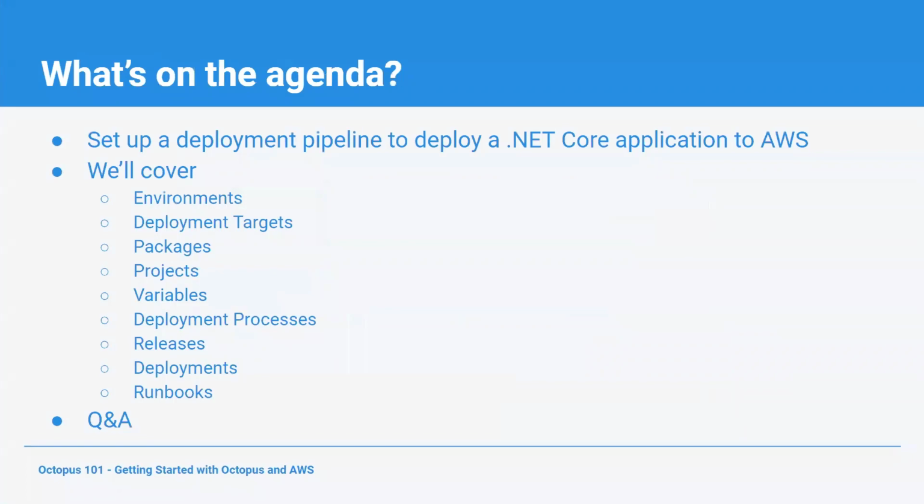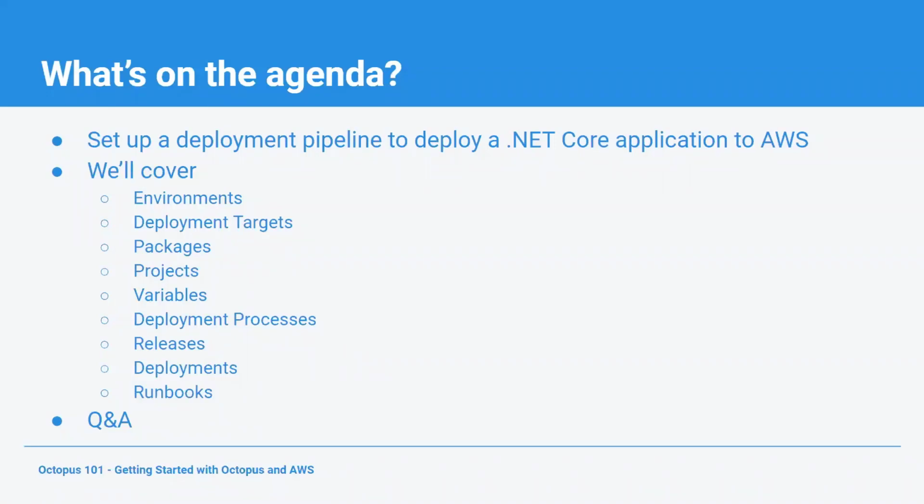So what are we actually going to do today on this webinar? We're going to be setting up a deployment pipeline to deploy a .NET Core application to AWS. We're going to cover a lot of ground in Octopus. We're not going to go into any advanced subjects in Octopus, but we are going to cover a lot.